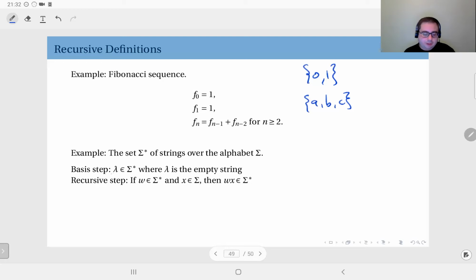Here we have the basis step where the empty string is stated to be an element of this set. And in the recursive step, if you have a string W in the set, and you have a symbol or a letter or a character, let's say, in your alphabet, you can use concatenation to obtain WX as a new element, as a new string in the set sigma star. So in this way, you construct a set using a recursive definition.